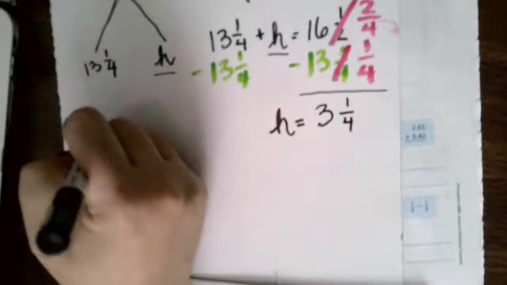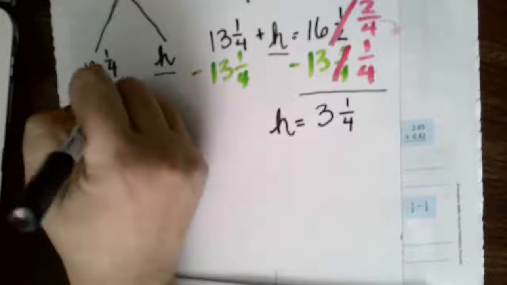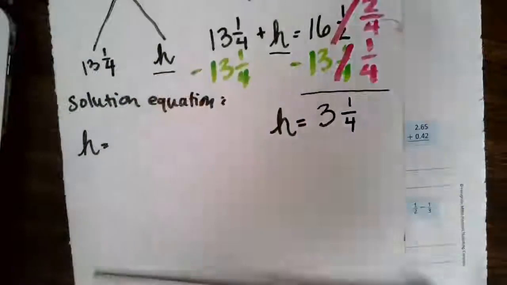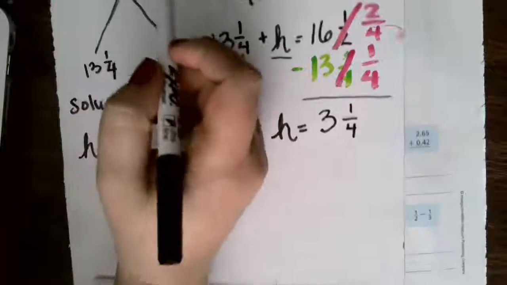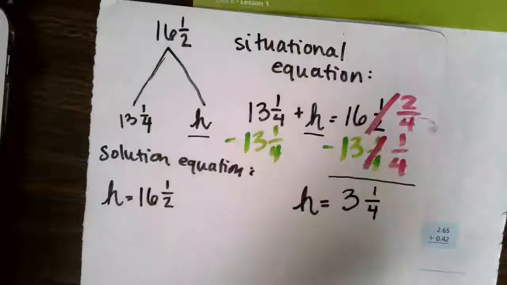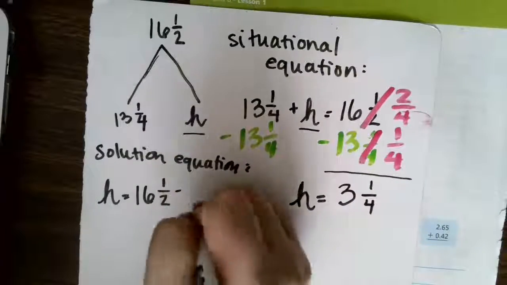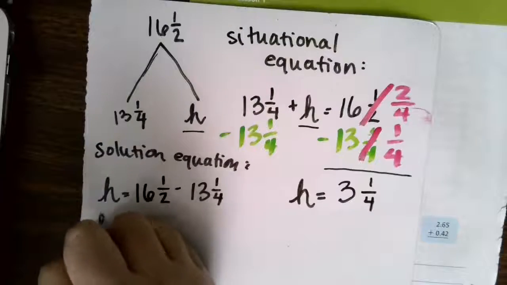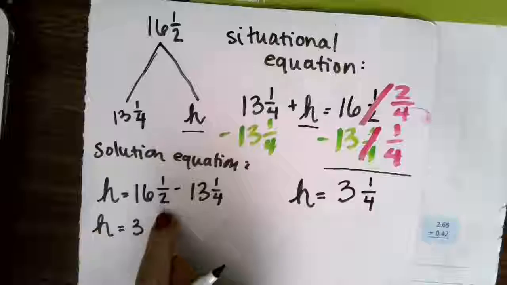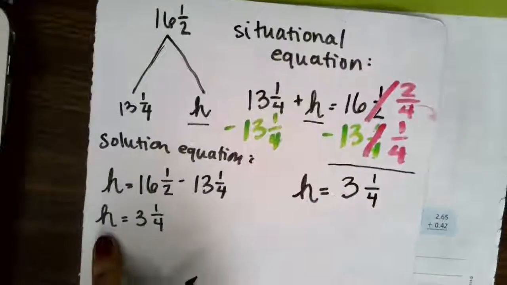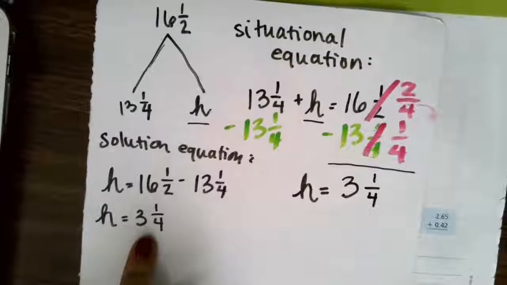I can also write this as a solution equation. H equals the height of Germain's horse, which was 16 1/2, minus the height of Abigail's horse, which I know is shorter, so that we can find the difference. You'll still have to find a common denominator, but you will, in the end, get the same result. The difference between the two is 3 1/4 hands.